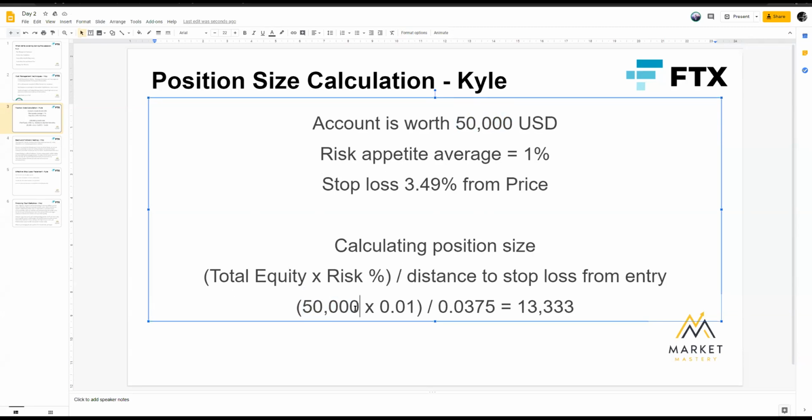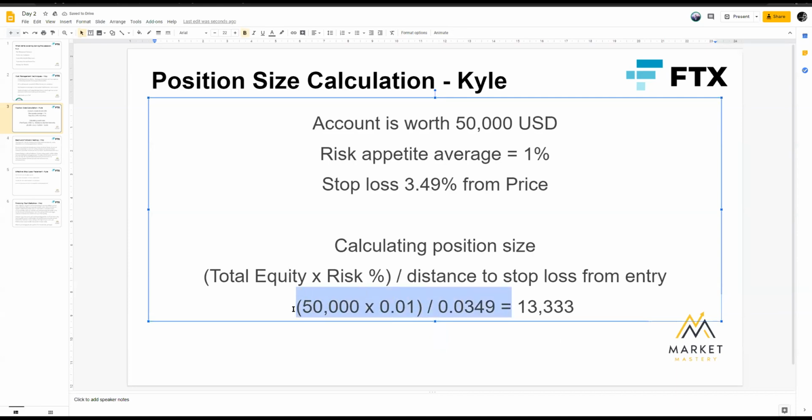And you can see the $50,000 there, right? The risk percentage is 1%, so we're going to put 1% in there. This is how you write a percentage, 0.01. And then the stop loss is 3.49, and we're going to write that as a percentage here, so it's going to be 0.349. Right, and so obviously it's going to give us a different answer.